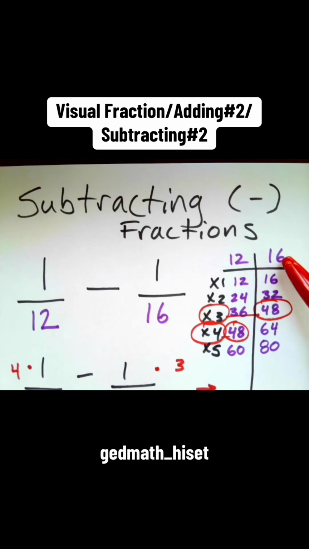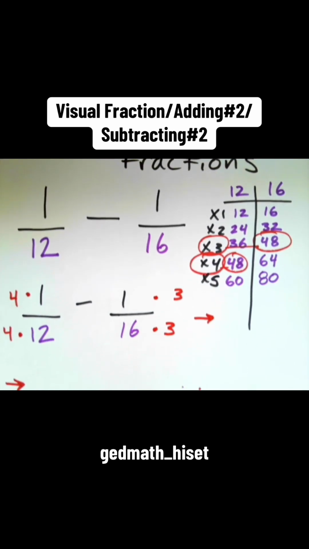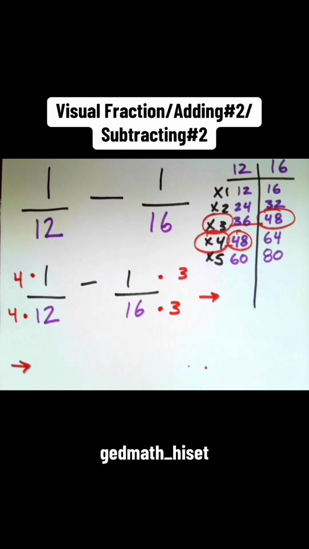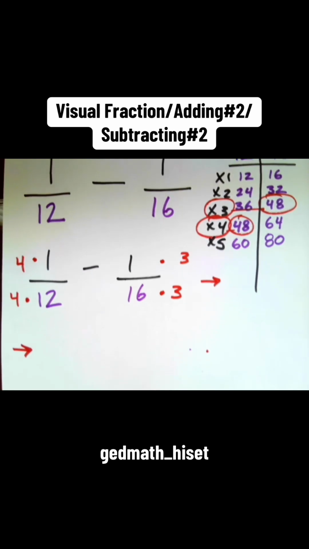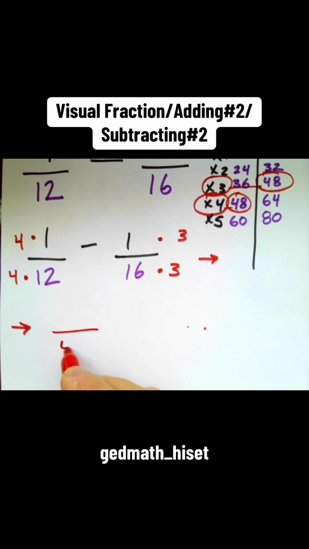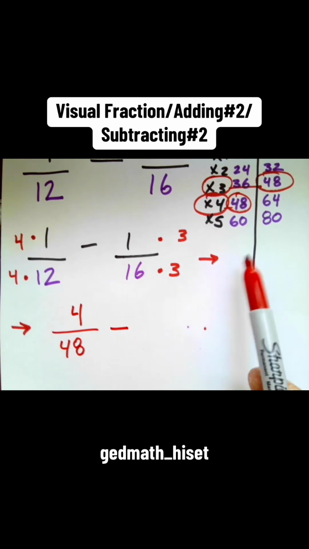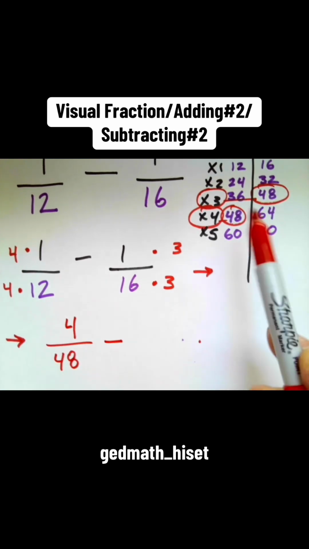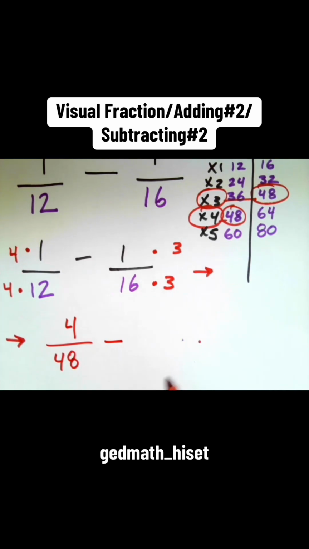So I'm going to multiply top and bottom. I'm going to multiply 16 times 3, top and bottom. I'm going to multiply 12 times 4. What I do to the bottom, I have to do to the top. So here you can see, again, I'm multiplying 4 times 12. 4 times 12 is 48. What I do to the bottom, I have to do to the top. 4 times 1 is 4. Minus, again, 16 times 3 is 48. What I do to the bottom, I have to do to the top. That's 48. And 3 times 1 is 3.